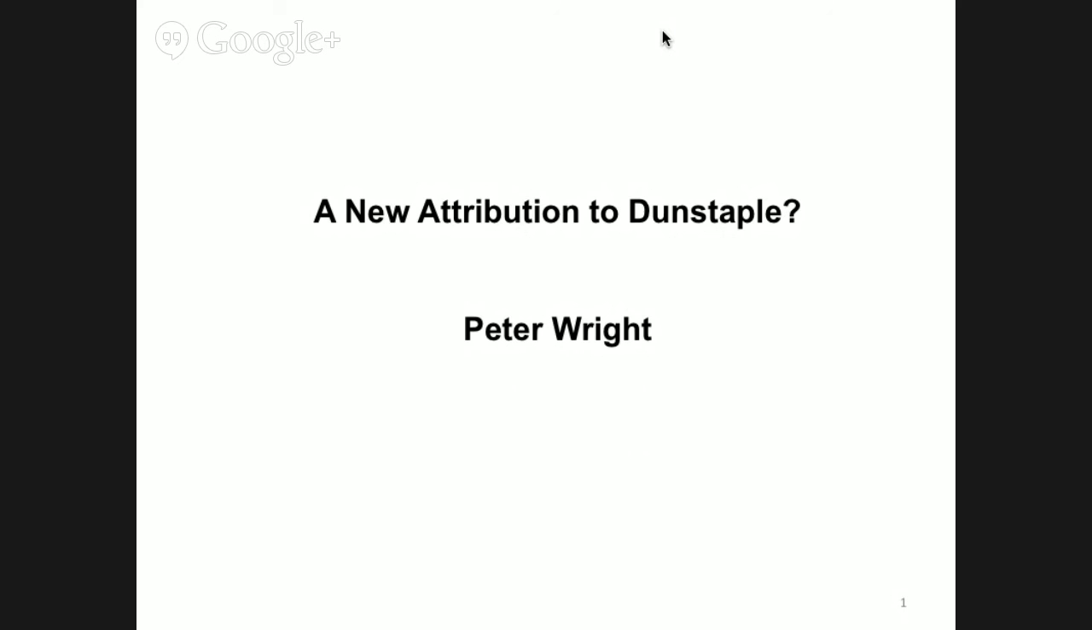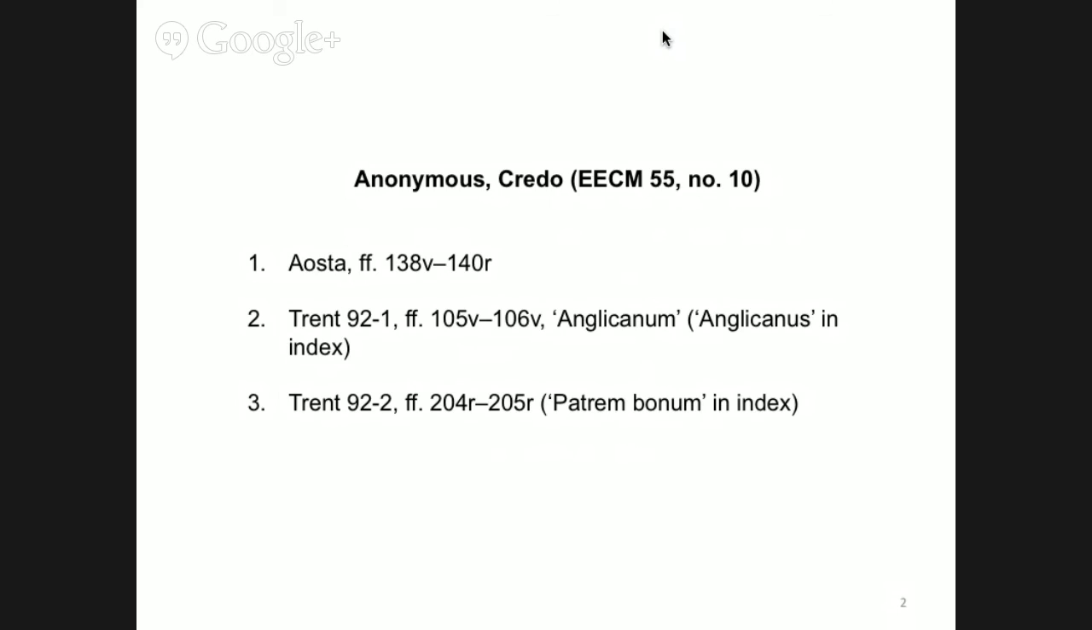Item 10 in my recent edition of Early 15th Century Mass Music, EECM 55, is a credo preserved anonymously in the Aosta Codex and with the designation Anglicanus or Anglicanum in Trent 92, where it is copied twice, once in each of the two independent parts of the manuscript. This work has attracted almost no attention in the literature, which is hardly surprising given that until recently it had never been published. Yet there can be no doubting its high quality.